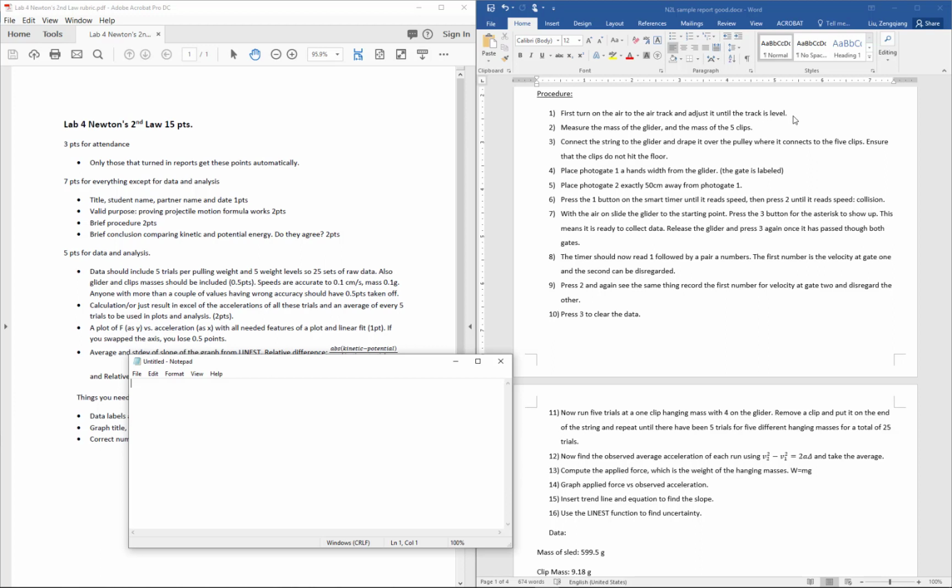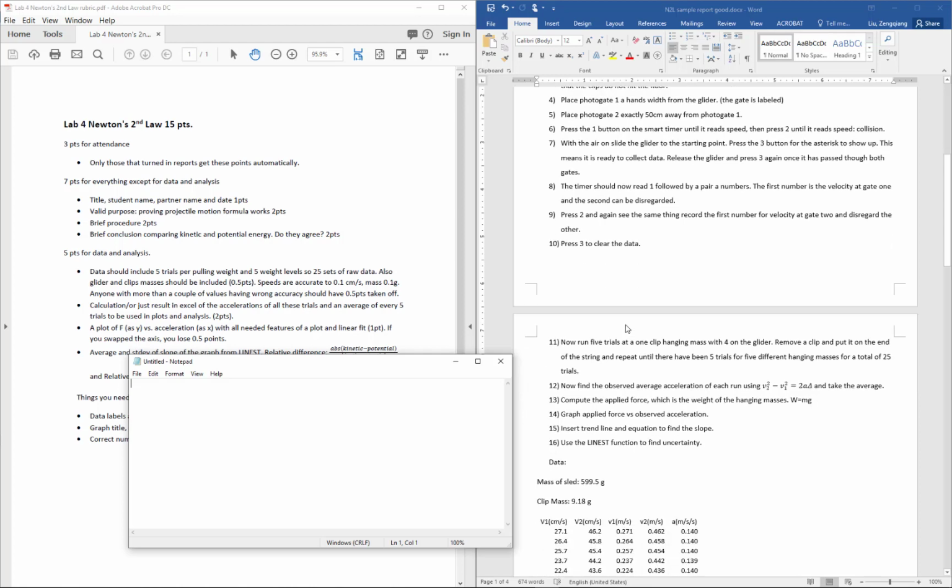Turn on the air track, level the air track, air masses, connect string to glider, drift wires. Okay, good. Okay, photogate 1 and 2, 50 centimeters. Press buttons and read. Okay, that's very detailed. I don't really have to have all the details.